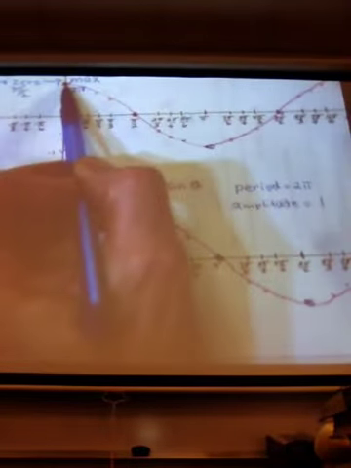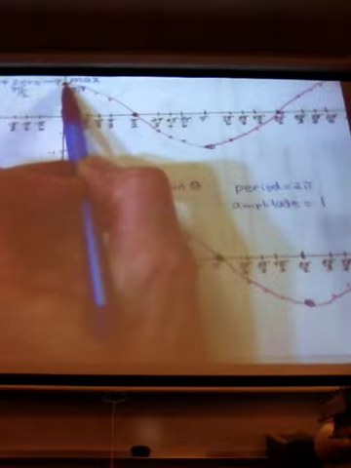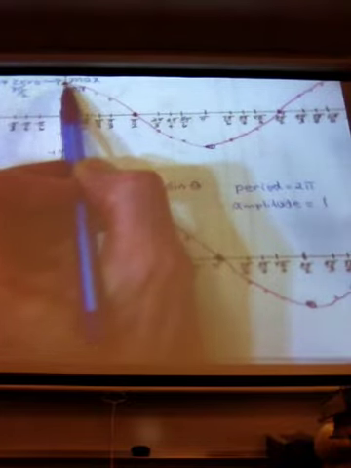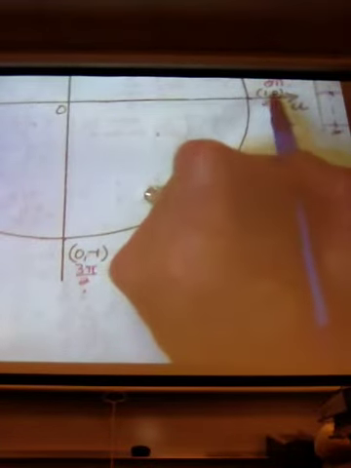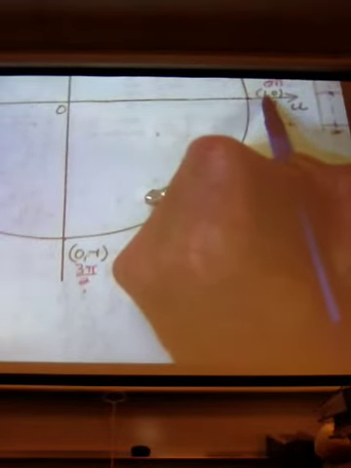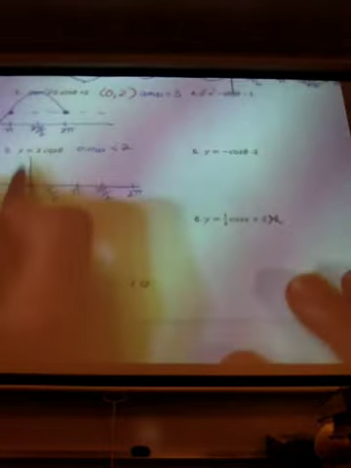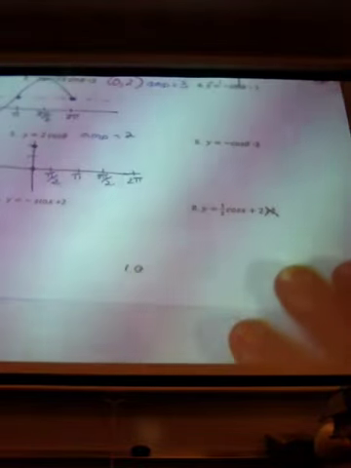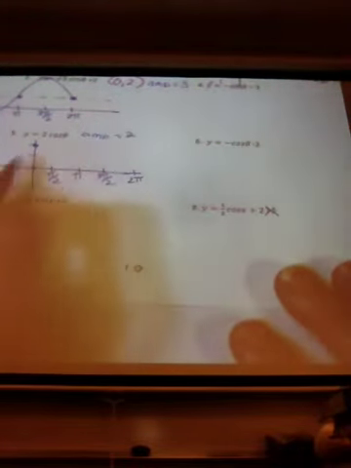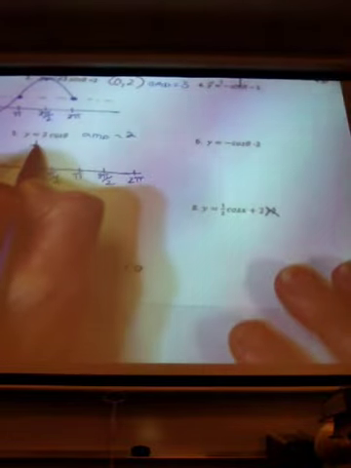Remember, at cosine it starts here. It starts with your maximum point. Why does it start there? Because at 0, the x is 1, but I'm multiplying it by 2, so the amplitude is 2. It's going to start there, with your maximum point.